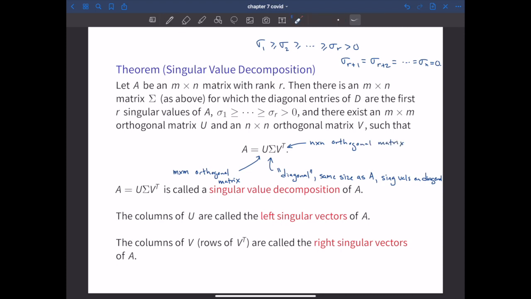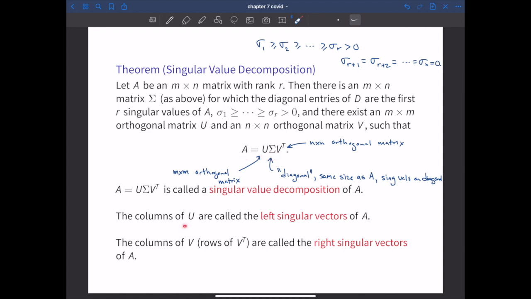And when you multiply them all together like this, you should get the matrix A back. Okay, so I haven't said yet how you find the matrix U or how you find the matrix V, but whenever you take a matrix A and you split it up in this way, we would call it a singular value decomposition of the matrix A.